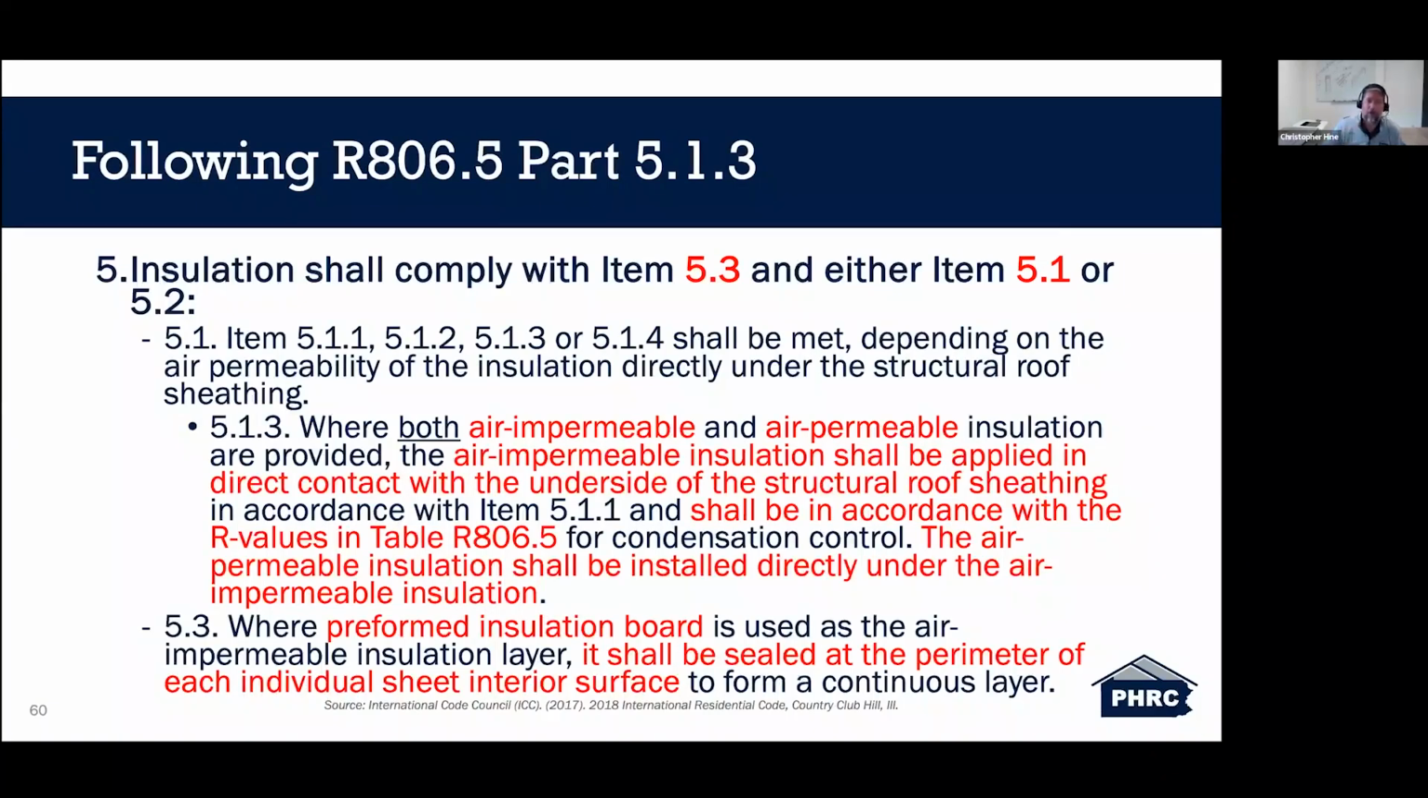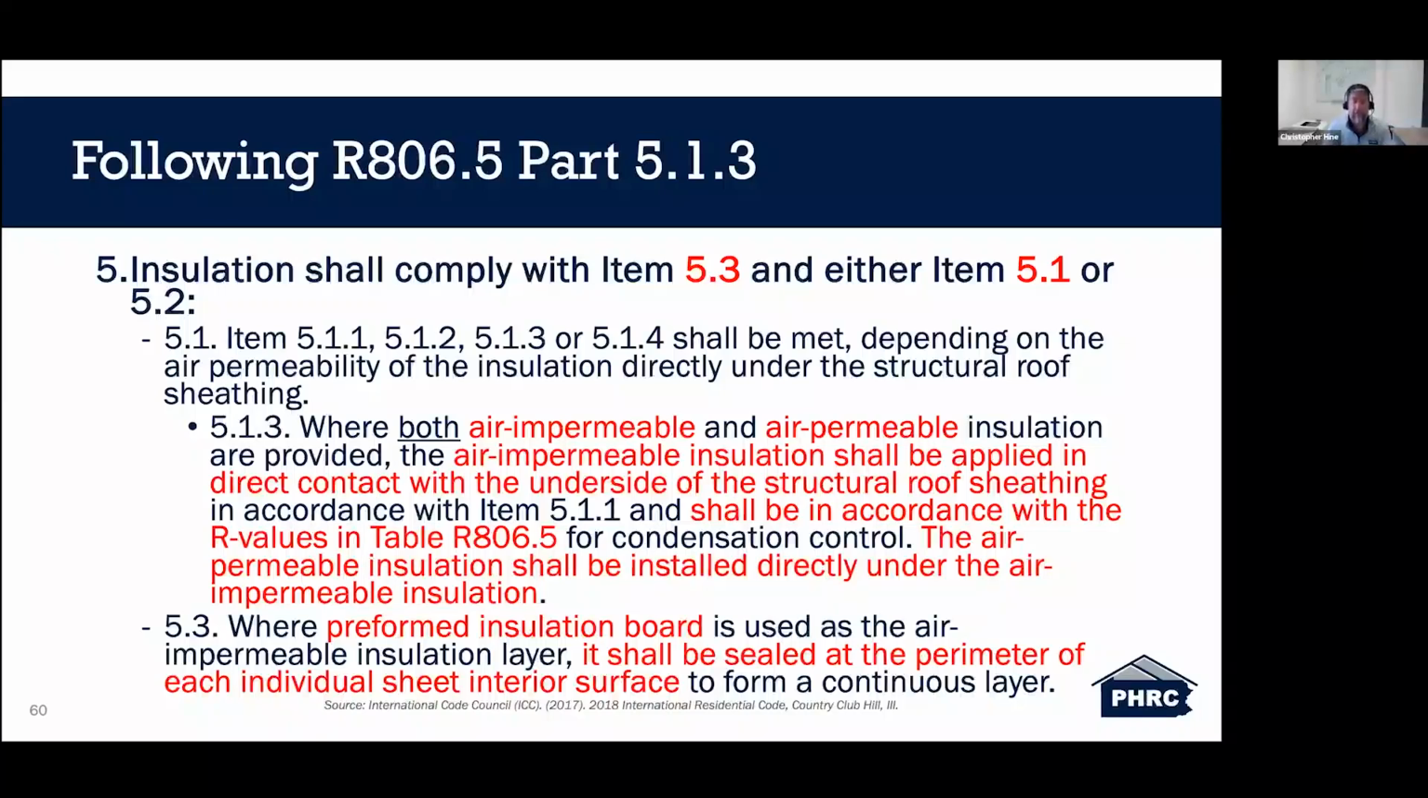So we always want to make sure that we work through the text on how to get to those assemblies. So if we look again, coming out of 806.5, Part 5 says that insulation shall comply with 5.3 and 5.1 in the Pennsylvania climate zones. 5.3, I'm going to jump down here to the bottom, which we have not yet addressed. It states that where preformed insulation board is used as the air impermeable insulation layer, it shall be sealed at the perimeter of each individual sheet at the interior surface to form a continuous layer.